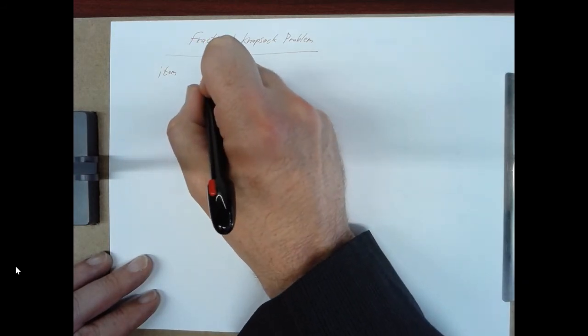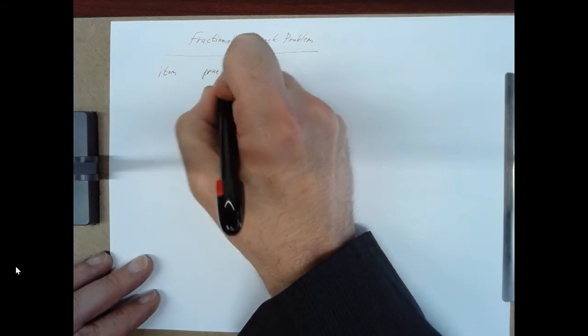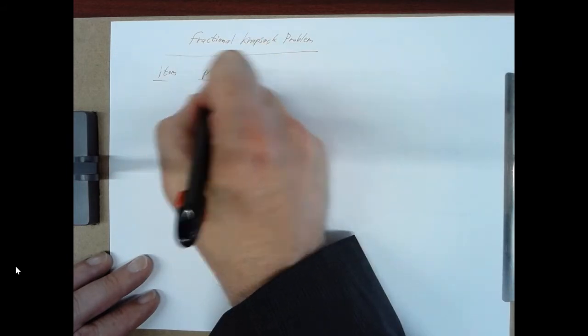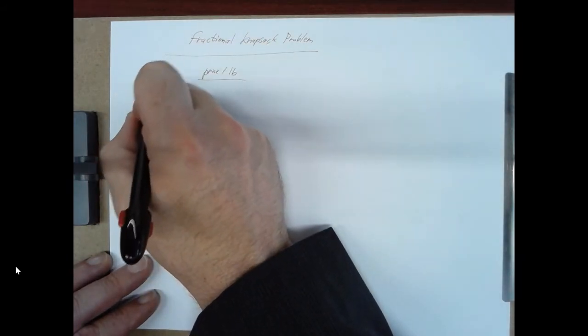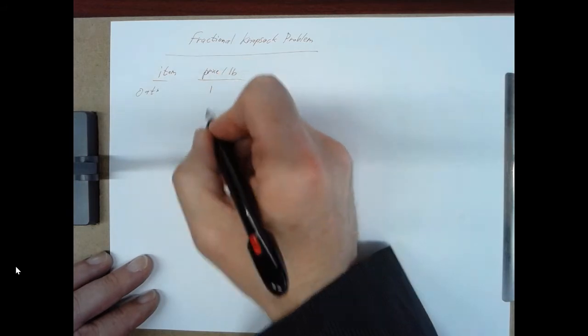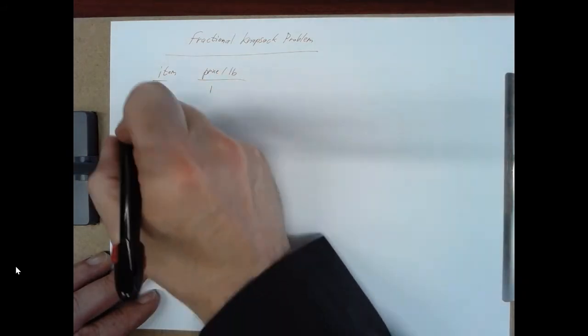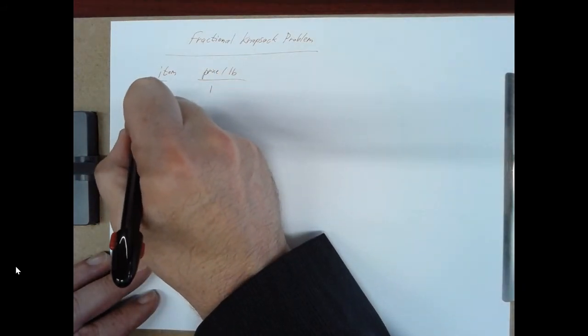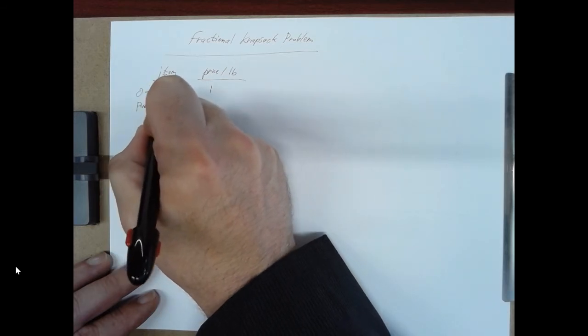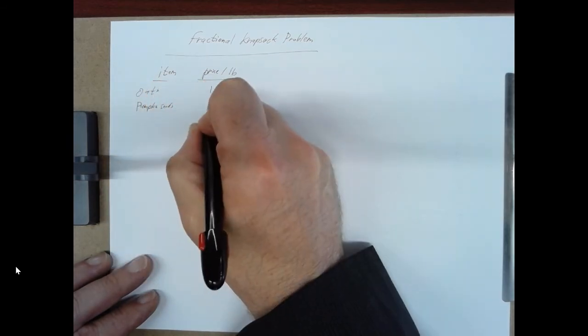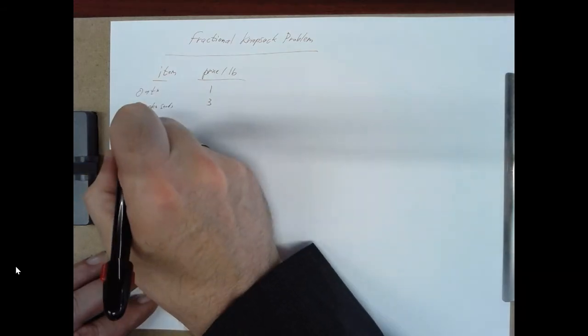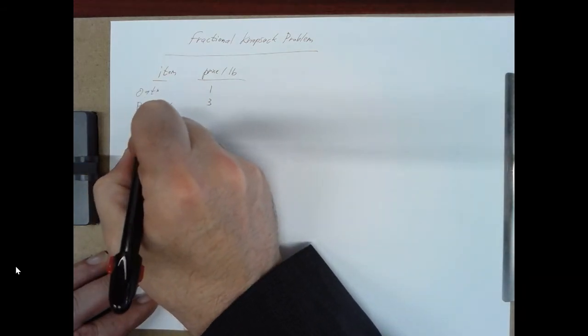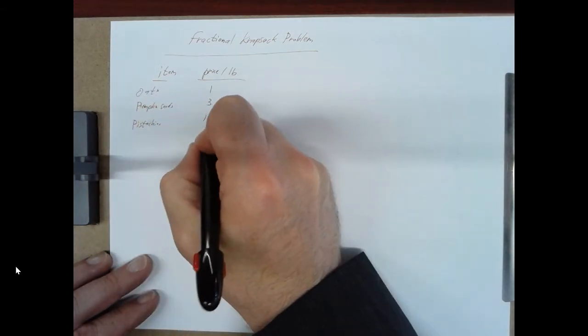Here's price per pound. So oats cost $1 per pound. Pumpkin seeds cost $3 a pound. Pistachios cost $10 a pound.